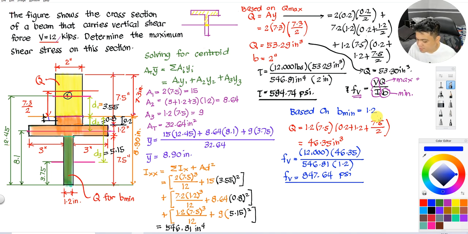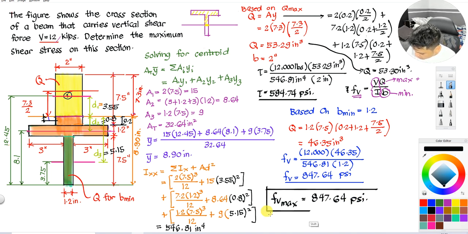Okay? So, again, based in the B minimum and based on the Q maximum. So, ano yung gagamitin ko? So, I have here the FV max. Okay? So, equals to 847.64 PSI. So, this is now the answer for the problem. Okay po? So, I'll give you 5 minutes to copy.